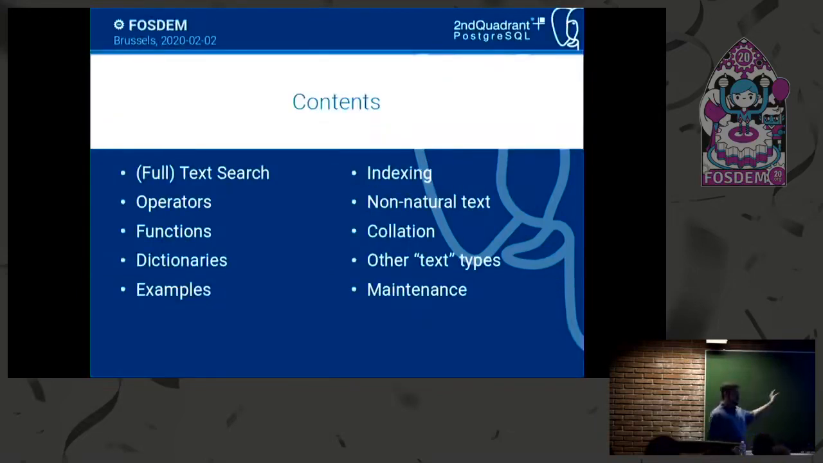Now, we're going to look at what full text search means. We're going to look at operators and functions, what dictionaries are in Postgres, a few examples, how to index text in Postgres, how to deal with text that isn't human language or natural text, what collations are, what other things you can search for that are not strictly text, and how to keep this whole thing running.